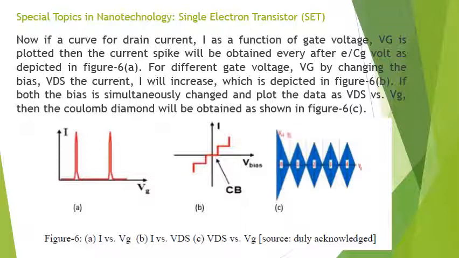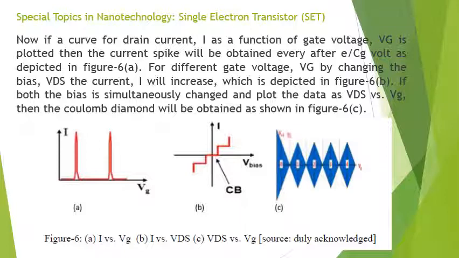Right, here the CB is what? Common base configuration, and VDS is what? The voltage from the drain to source, right? And due to that, the current will increase. So if both the biases are simultaneously changed and the data is plotted as VDS versus Vg, the voltage from drain to source and gate voltage, then the Coulomb diamond will be obtained as shown in figure C.